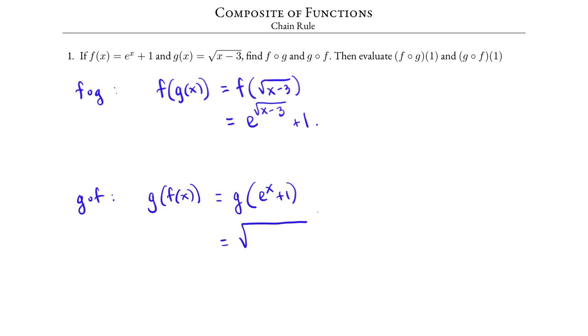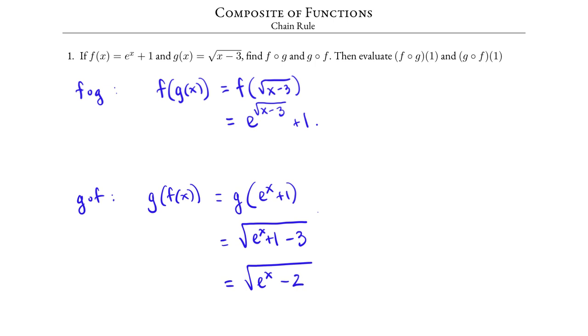The square root of x is now the square root of e^(x+1), and we still have a minus 3 in this function. Simplifying this, we have the square root of e^x minus 2, since 1 minus 3 is negative 2.